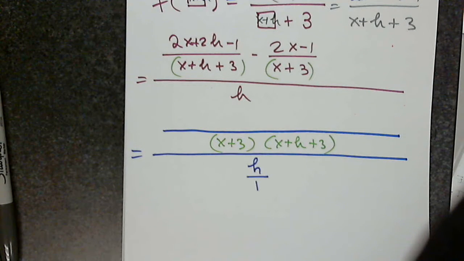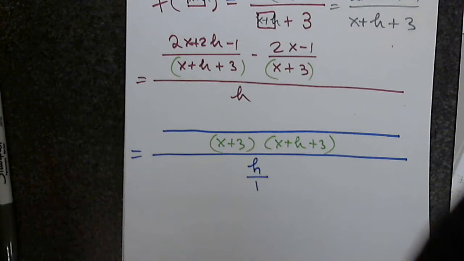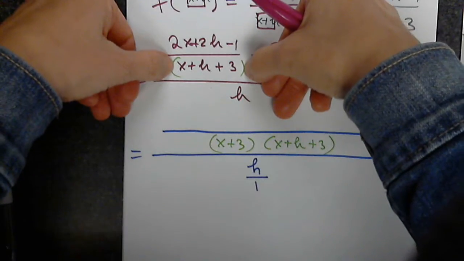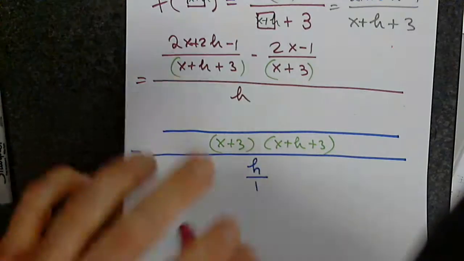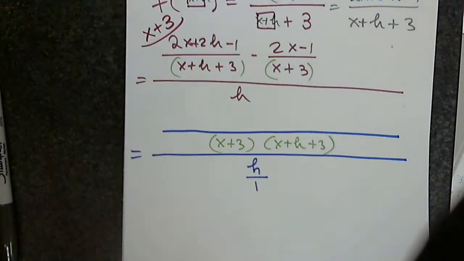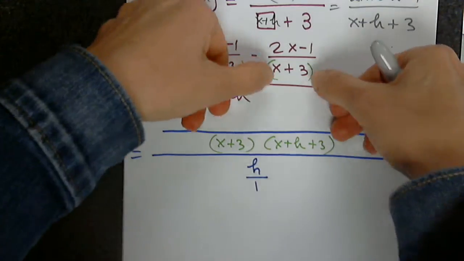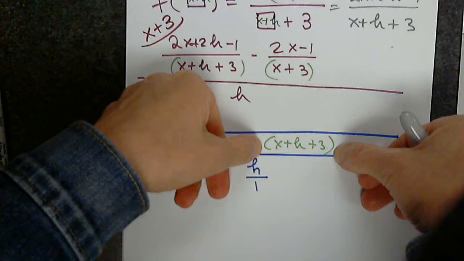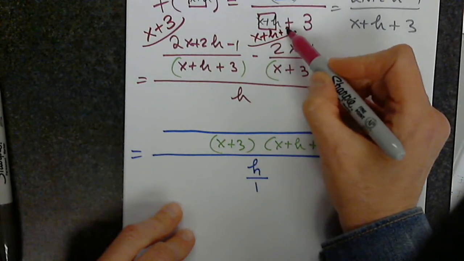Very good. When the denominator, is this clear? Everyone? Okay. So when we multiply the denominator of the first fraction by this, we must do the same thing to the top. When we multiply x plus 3 by this, we have to multiply the top by the same thing.